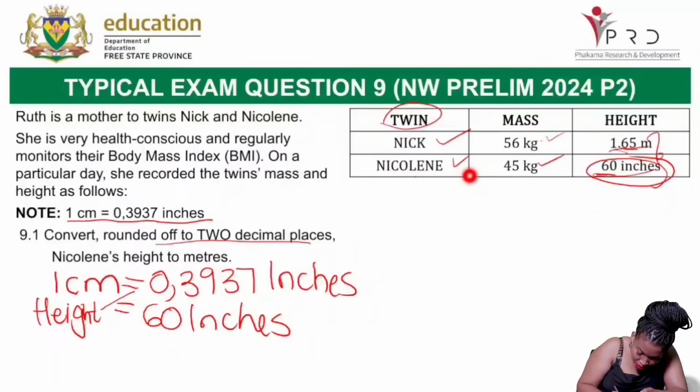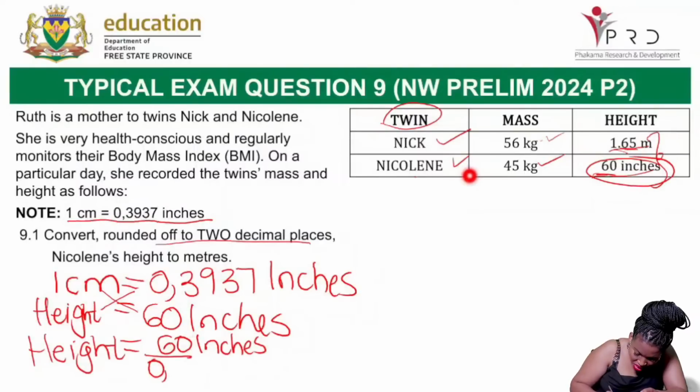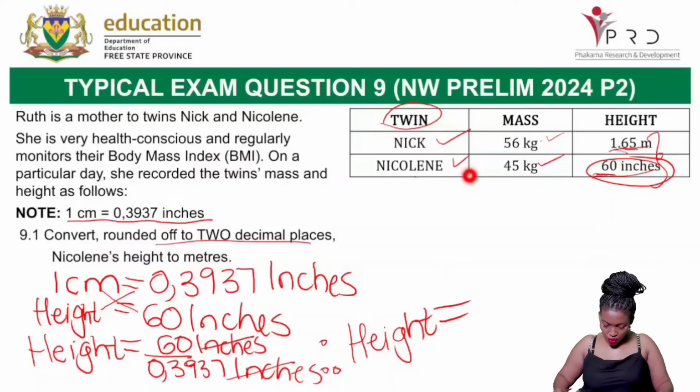So when you cross multiply, you will find that the height is equal to 60 inches divided by 0.3937 inches, so that the inches and the inches can cancel. Therefore, the height equals, let's check it on the calculator. We'll say 60 divided by 0.3937.